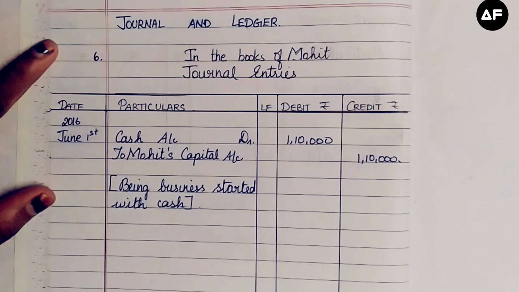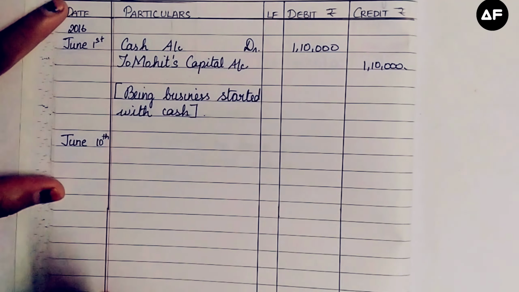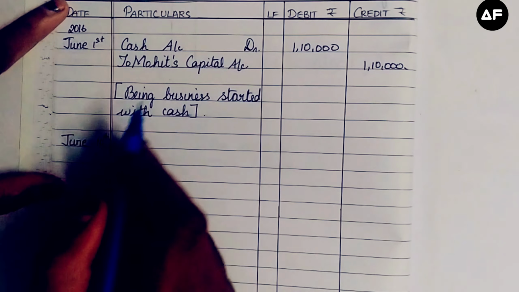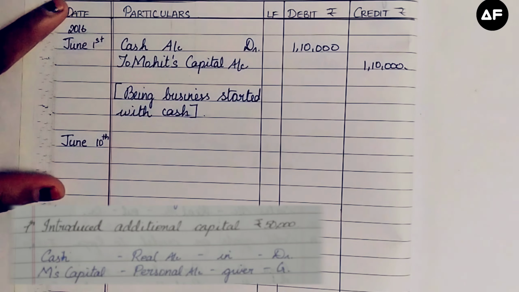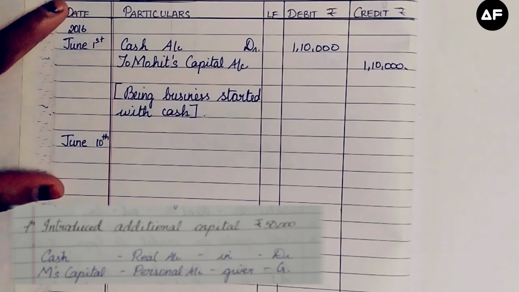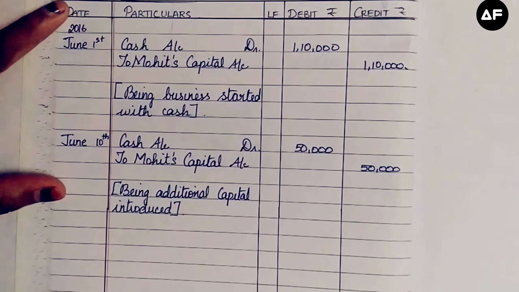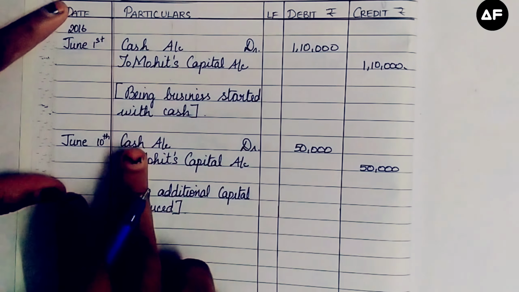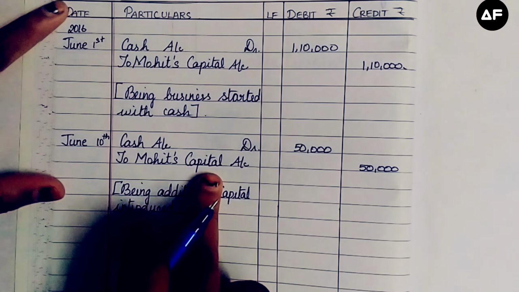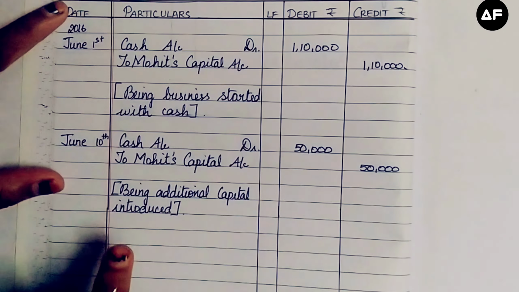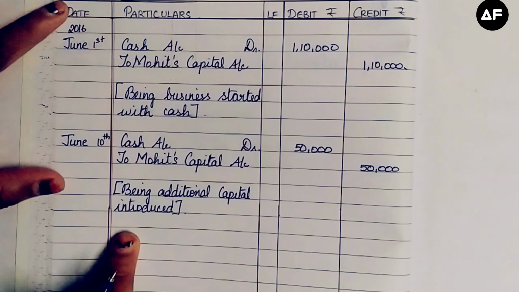Let's move on to the next entry. The next entry is happening on June 10th. It is more or less the same as the previous entry. This is additional capital which has been introduced into the business. As per our analysis, we've already seen it is the same entry which we are going to give. So cash account debtor to Mohit's capital account. 50,000 and 50,000. The narration is additional capital introduced.